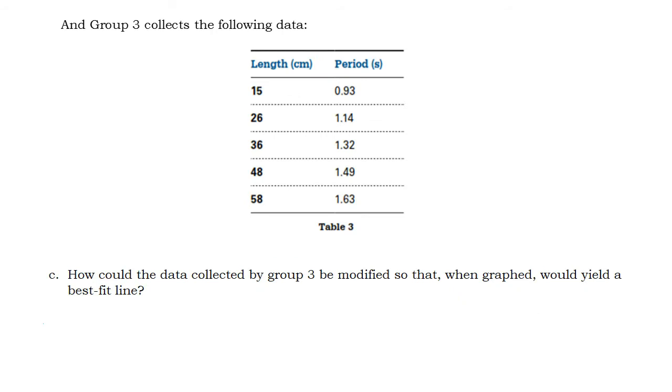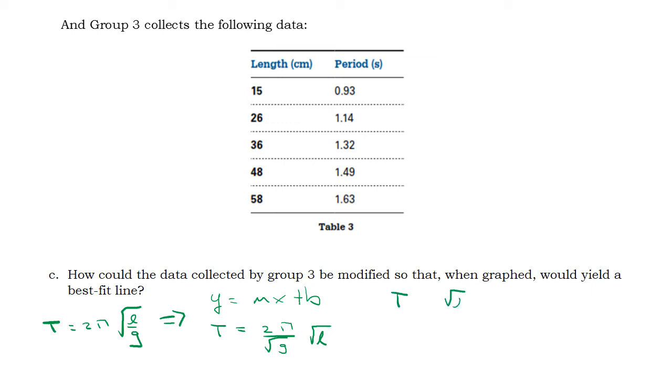So in the last slide we talked about how the period is equal to 2 pi root L over g. If I want to make this in the form of a line, like y equals mx plus b, I would write this as the period is equal to 2 pi over root g times root L, and there is no y-intercept. And so if I plotted T on the y-axis, and if I plotted root L on the x-axis, I would get a straight line.